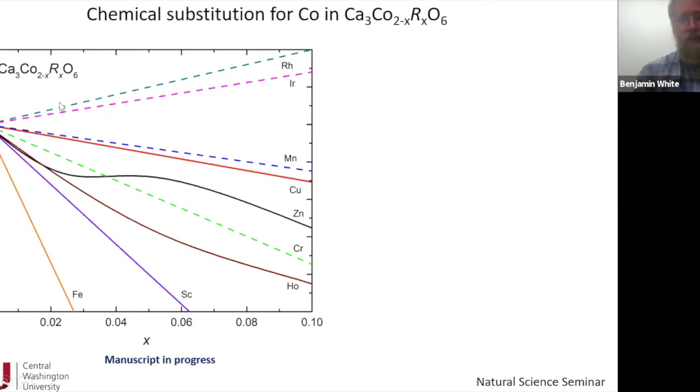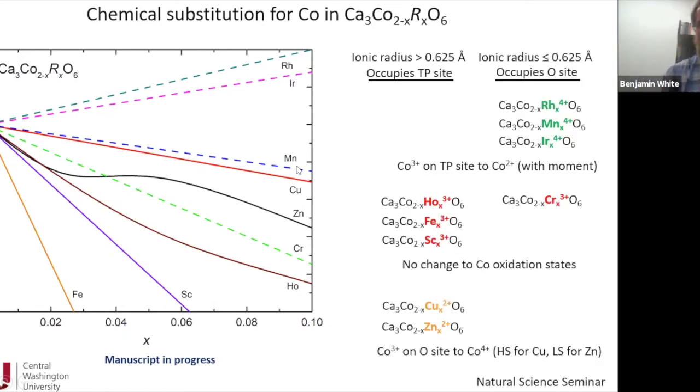Some things actually strengthen the magnetic order a little bit. Most things suppress it, but at varying rates. Iron suppresses it very fast, manganese much less so. In order to try and come up with a broad picture of why that might be the case, we looked at a lot of things, like how big the ions were, ionic radii. And we figured out that smaller ions tended to occupy the trigonal prismatic site. The larger ones tended to go on the octahedral site.